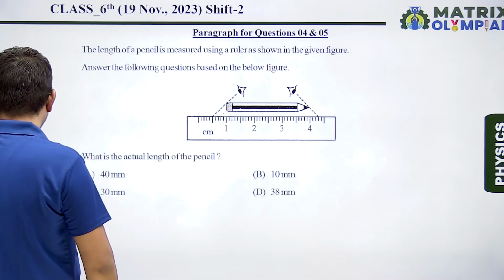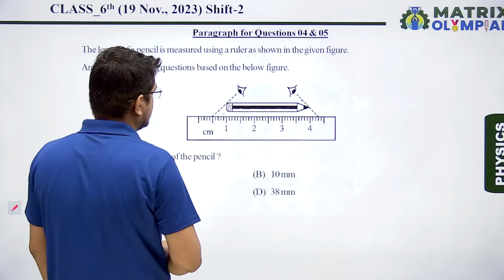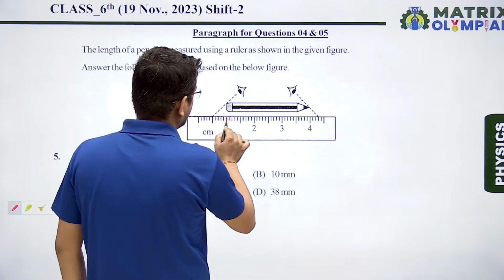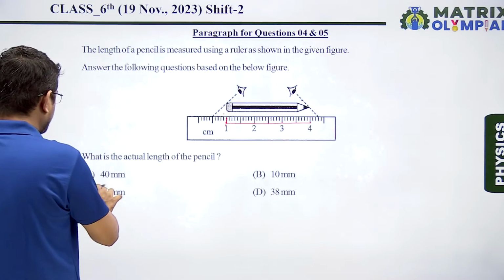Next question. In the next question, the same diagram is given here and it is asked what is the actual length of the pencil. So we can see from 1 to 2, this is 10, 20 and 30. That means 30 millimeter is the correct answer.